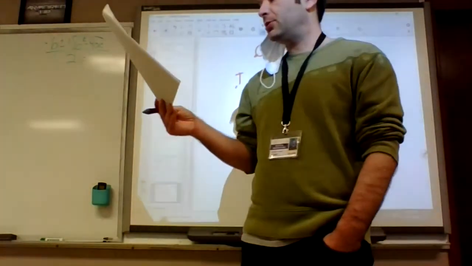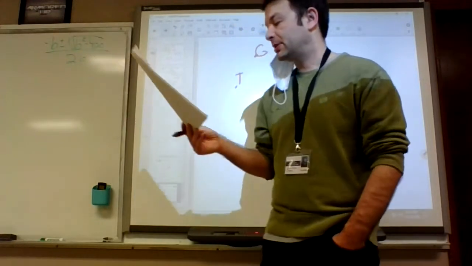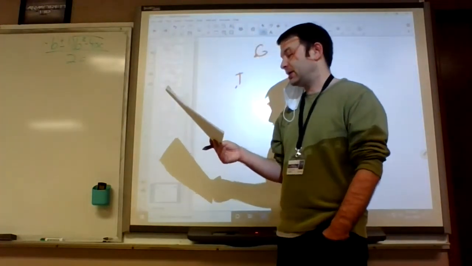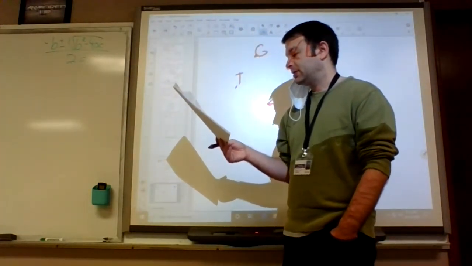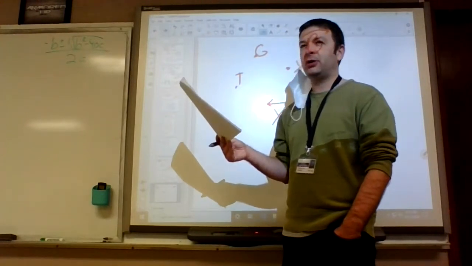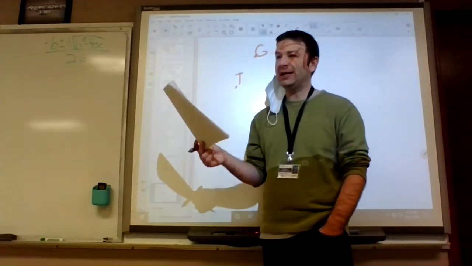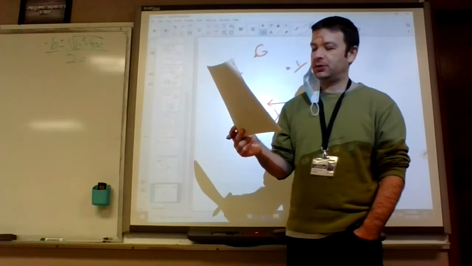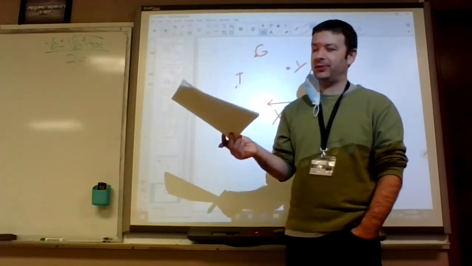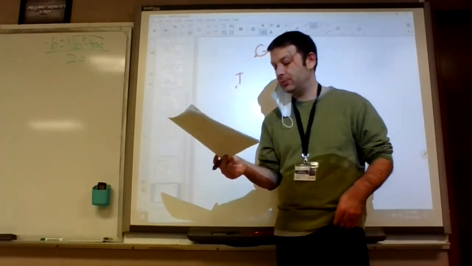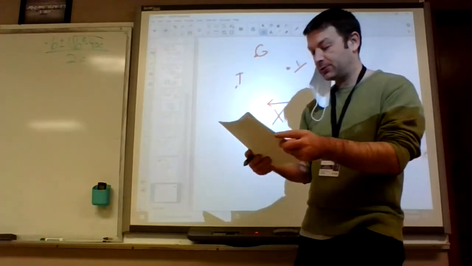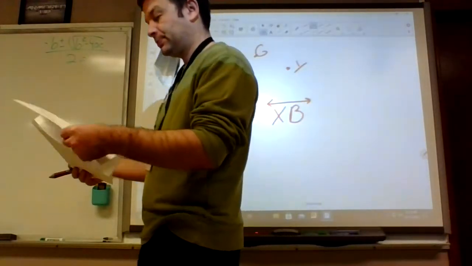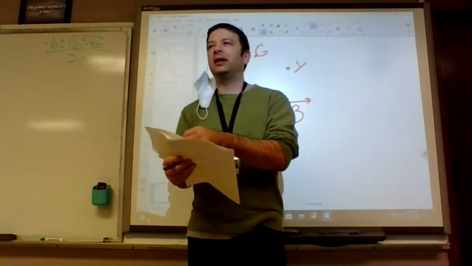Name 3 non-collinear points. Lots of options here. Well, the only 3 collinear points are J, T, and N. So as long as you didn't put J, T, and N, you got it right, basically. Any 3 points besides those would have been right. All right.